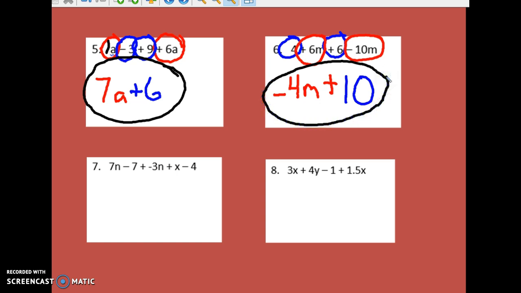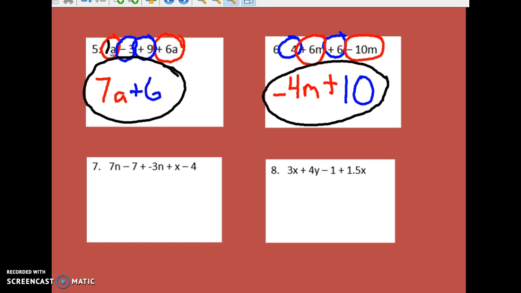So what I want you to do right now is look at number 7. I want you to pause the video, try to do this one on your own. If you don't have different colored pencils, you could put a square around one item, a triangle around something else, maybe a circle around something to try it that way. So go ahead and try number 7.